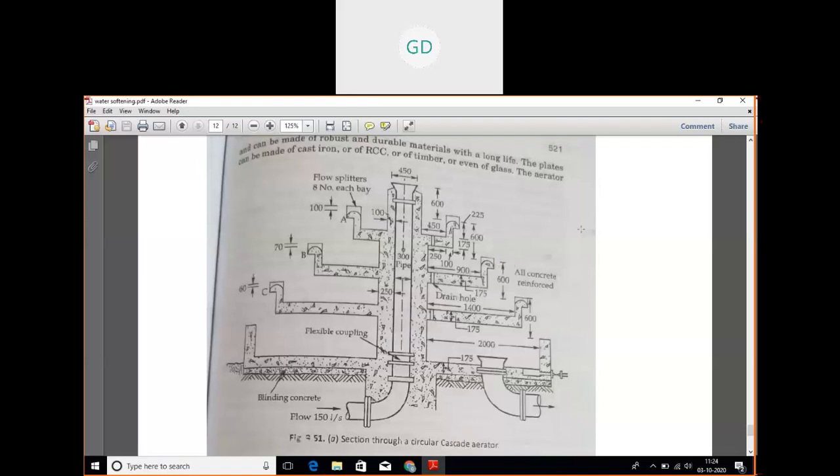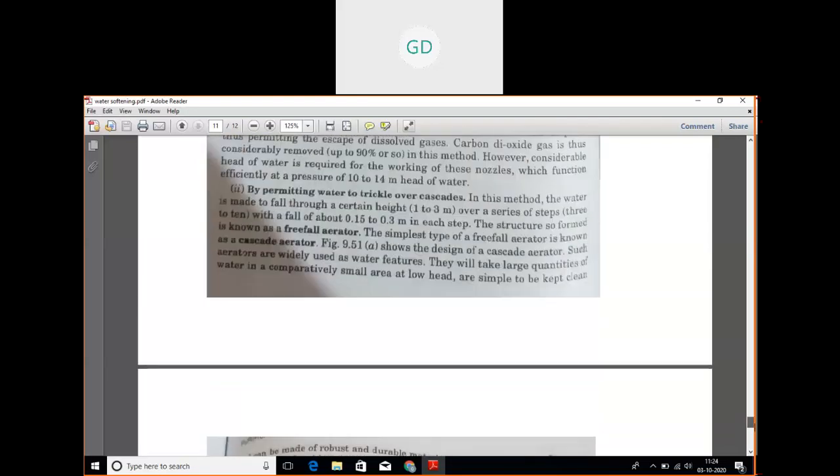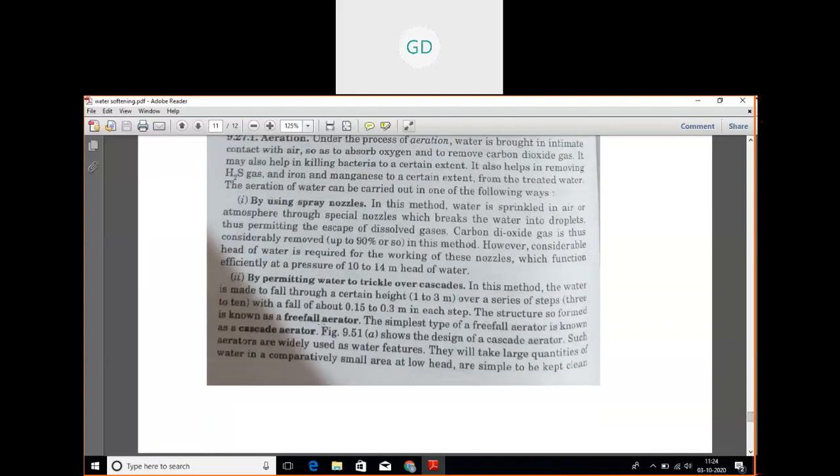So what happens, if you see here, the water is made to fall through a certain height, like 1 to 3 meters. The steps are about 1 to 3 meters wide. The water falls through the steps, and that is known as your free fall aerator. The structure is known as a free fall aerator. And the simplest type of free fall aerator is known as what? Cascade aerator. Here you can see the cascade aerator.